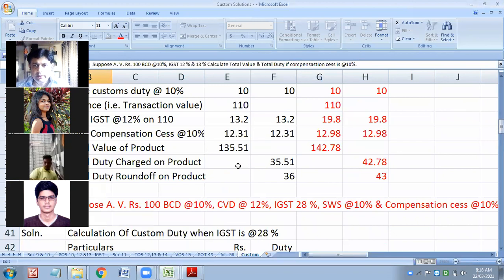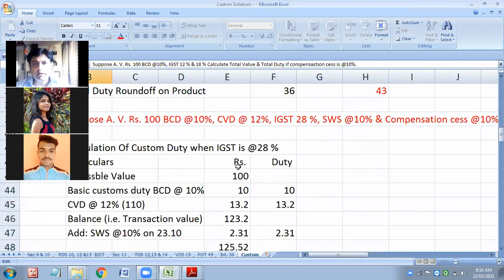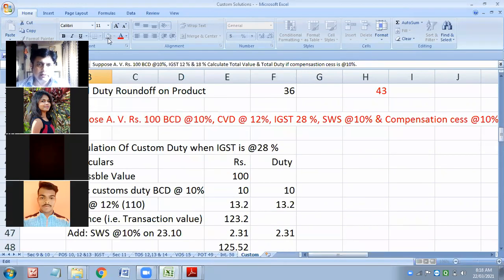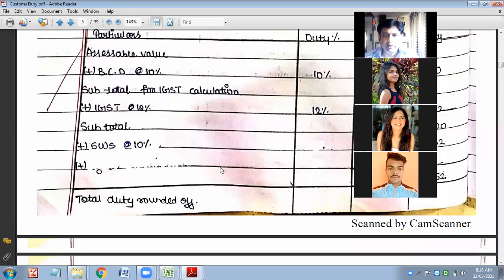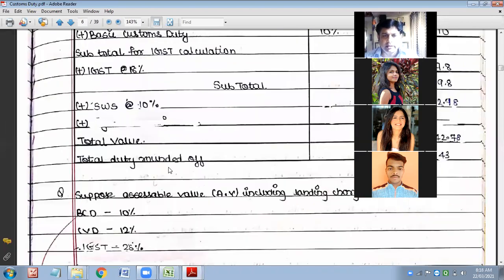Next, here there is SWS. Very clearly it is stated in the question. Question number 2, assessable value, that is here. We got it after doing these two questions. So these solutions are wrong. Wrong in the sense SWS has to be replaced by compensation cess. That's it. Here it is SWS.